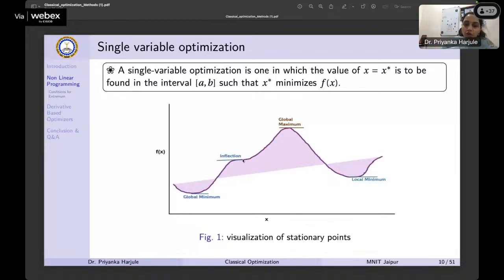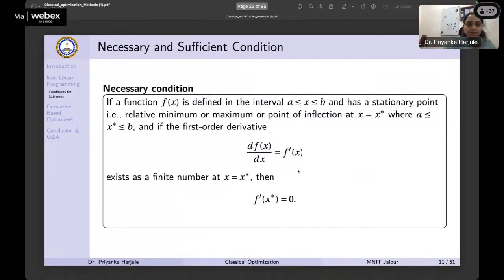This is the point of inflection because the function's value at this point is less than the function's value at this point, and the function's value at this point is greater than the previous point. That is why this is the point of inflection. Whereas in the global minimum, the function's value is always less than or equal to the function's value at every other point. So this is the visualization of all the stationary points that exist.